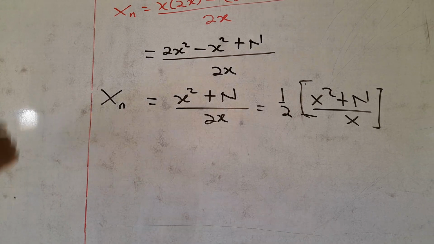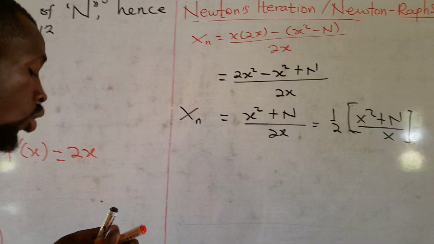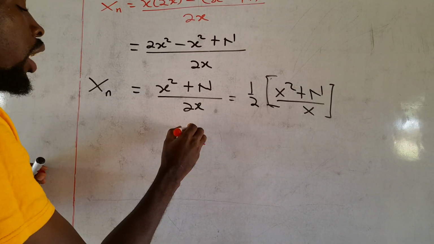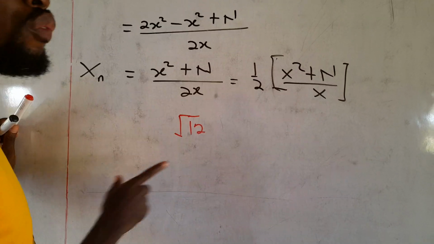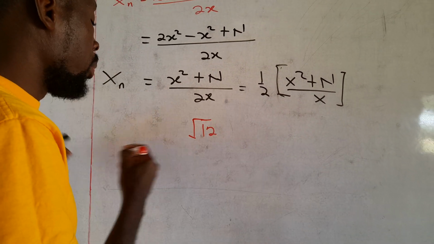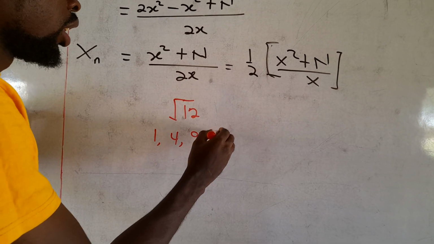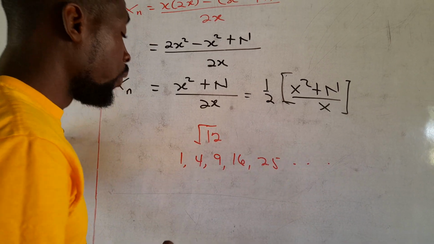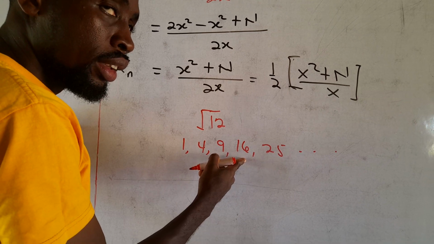Now the question is, having known that, we should find the square root of 12. Before we get that, we need to get the interval. How do we get the interval? We find all perfect squares. So remember, perfect squares are 1, 4, 9, 16, 25 in that order. Now, 12 will exist between 9 and 16.